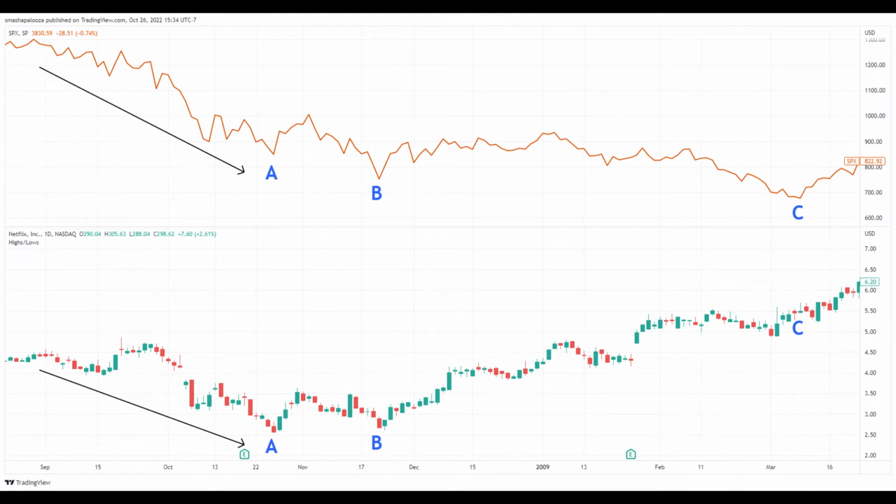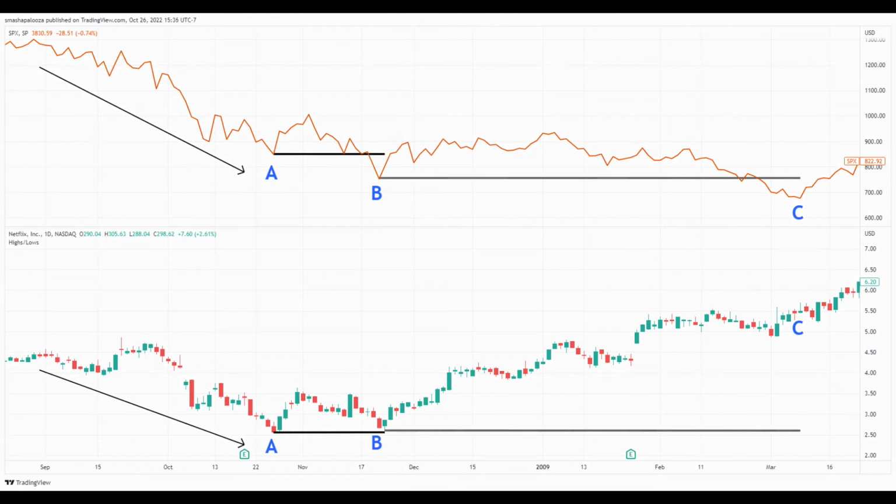If we move to point B, you can see the S&P is significantly lower at point B than at point A, while Netflix on the other hand is slightly higher. From there, fast forward to point C, and once again, the S&P 500 is lower than both point A and point B. While if you look at Netflix, it is significantly higher than both points A and B. Netflix managed to gain 118% during that time, while the S&P 500 made new lows.